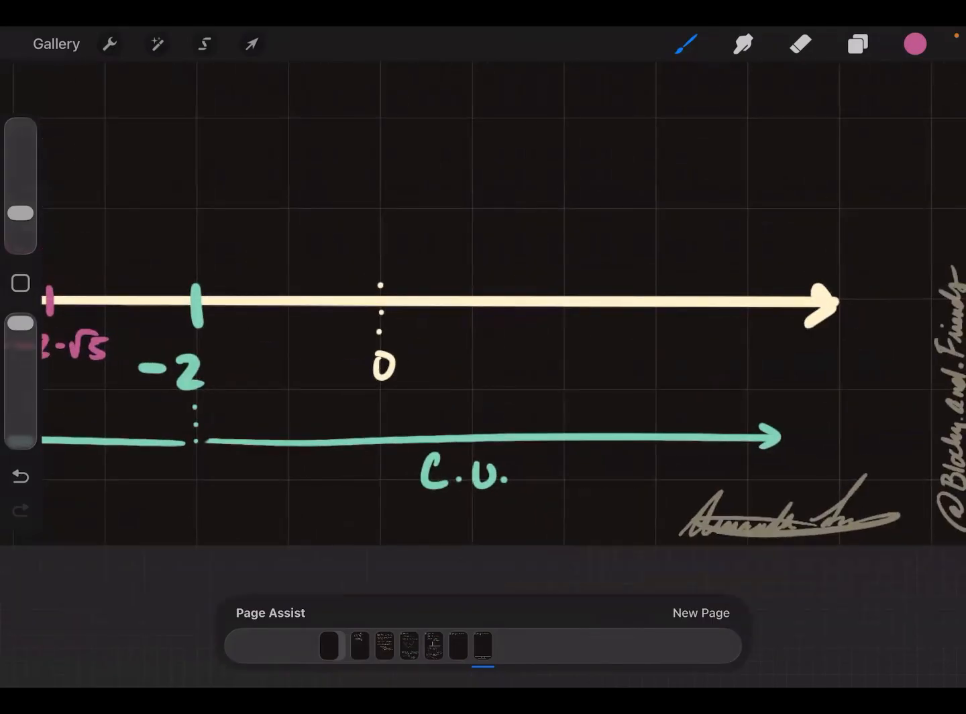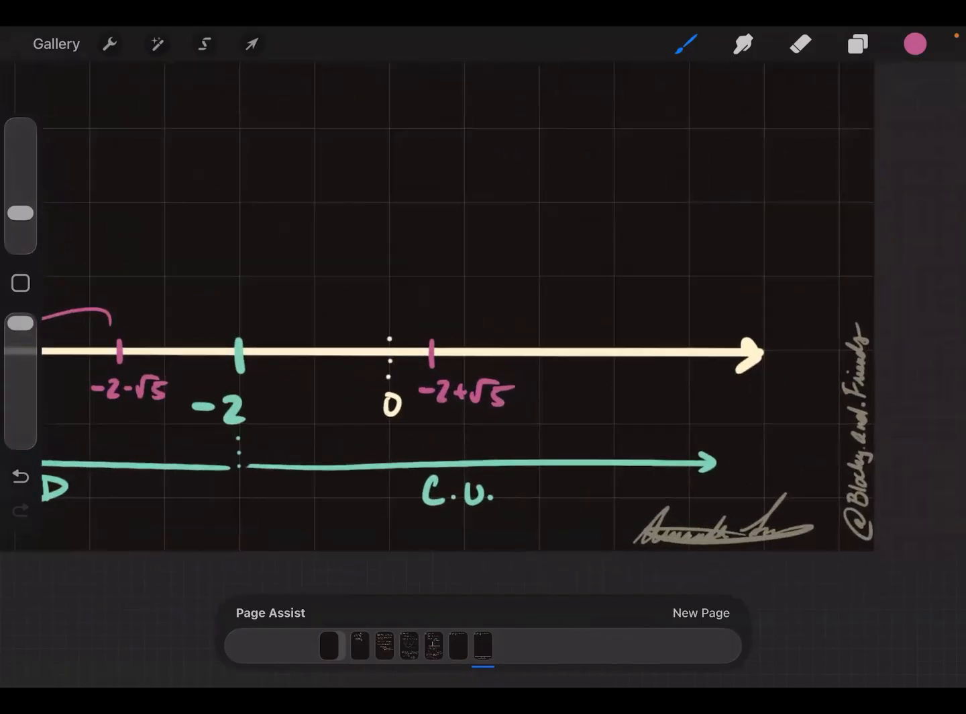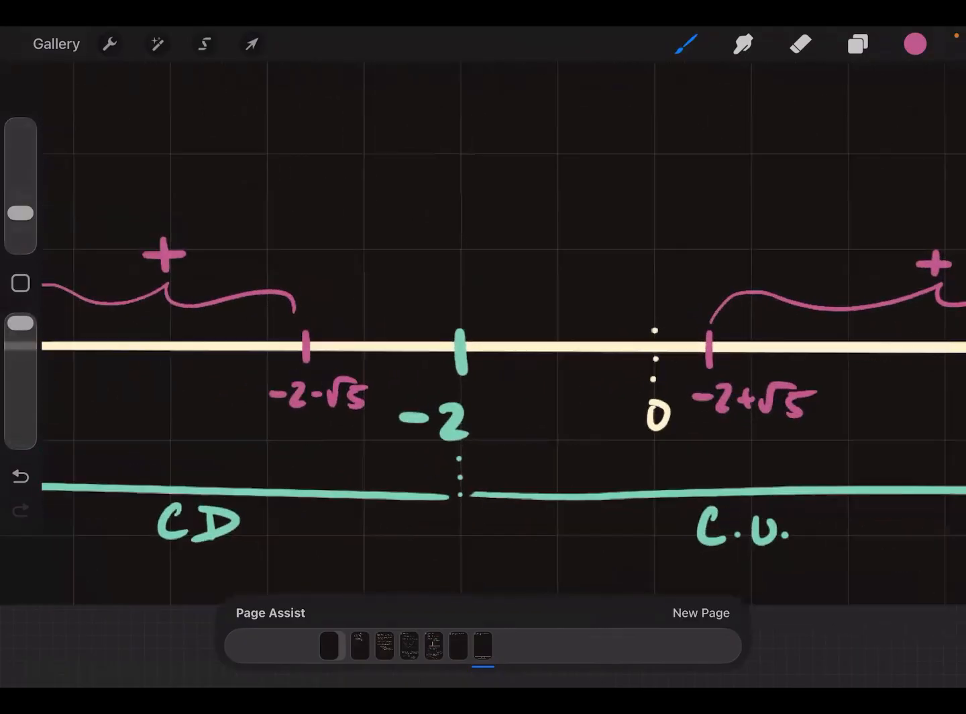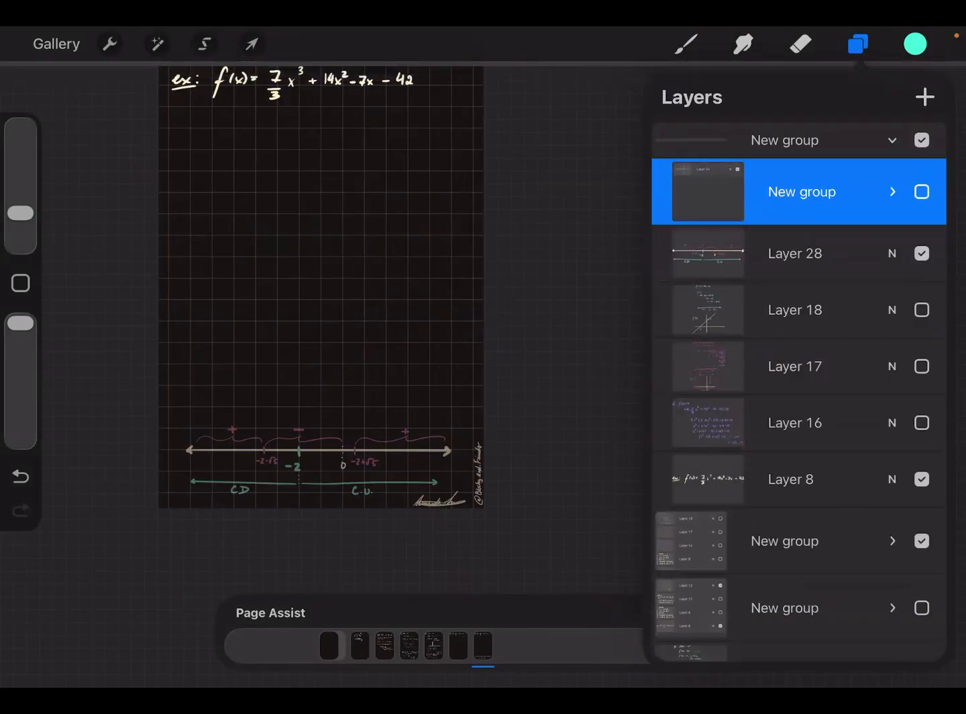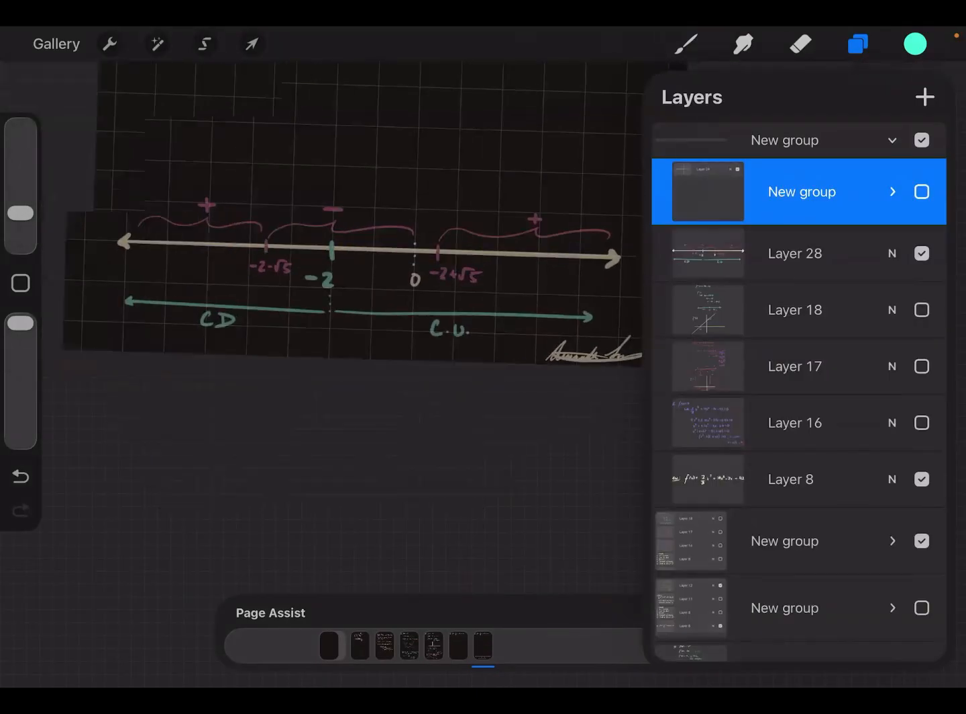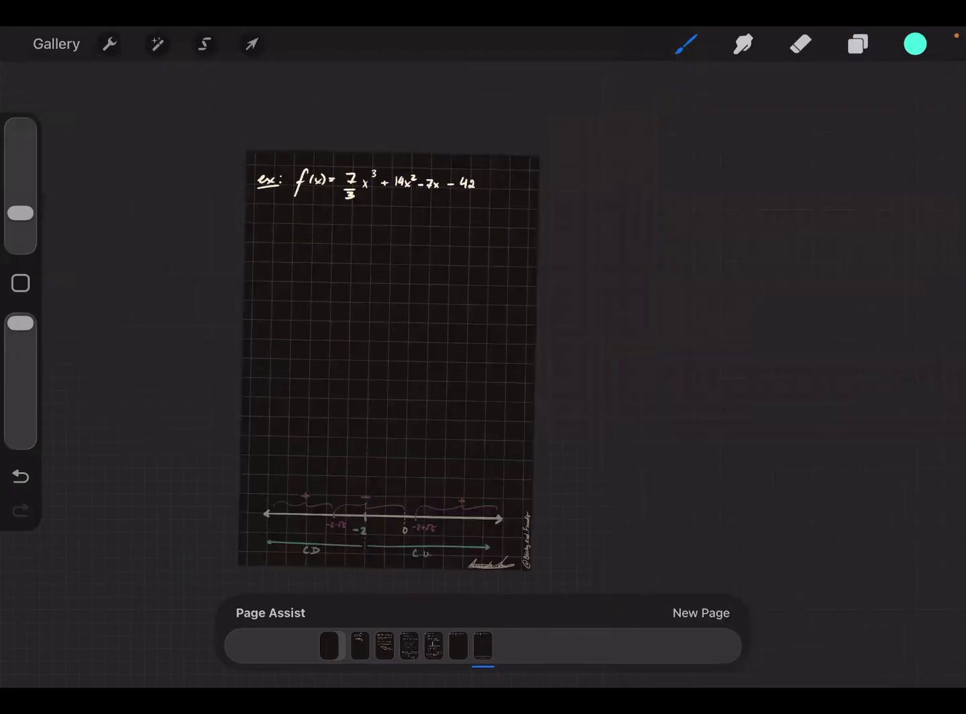And -2 plus root 5 is like here. And then everything in between is decreasing. Okay, so I'll write that as negative. There we go. Okay, now that we have all of this, we're going to begin our graphing process.